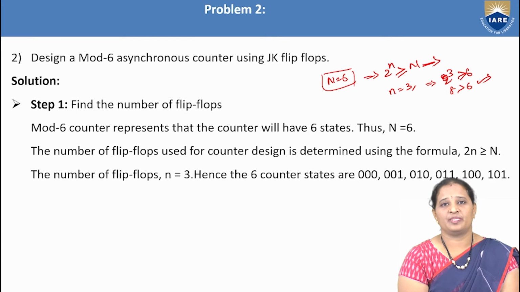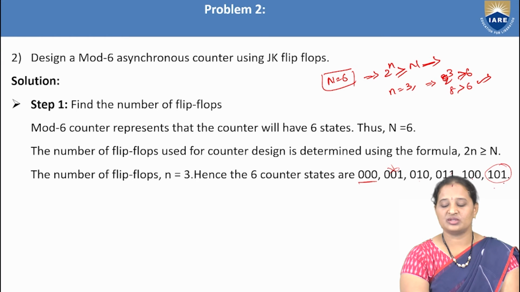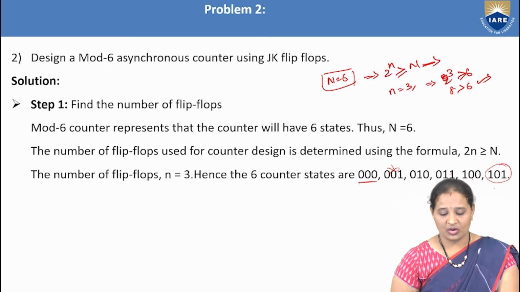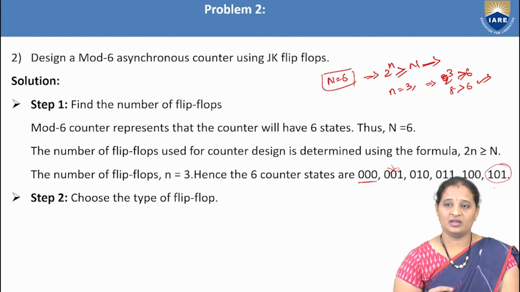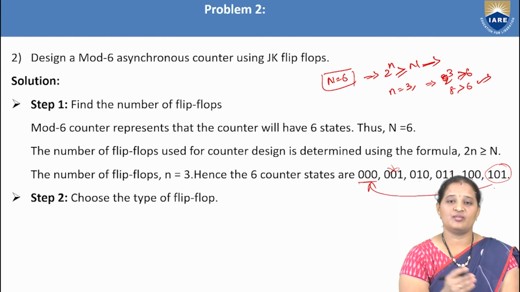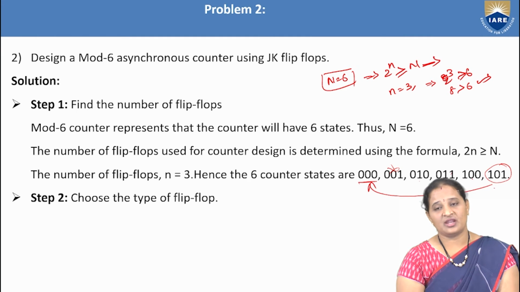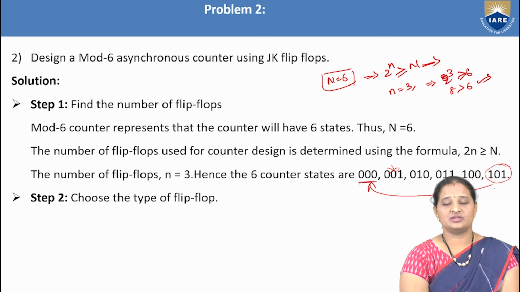And what are the states here? As it is counting 6 states, we start from 000. For the next clock pulse, it will change its state to 001, 010, 011, 100, 101. Once it has reached 101, for the next clock pulse the counter has to go back to the previous state 000, because we are designing a mod 6 and it has to count only 6 states.